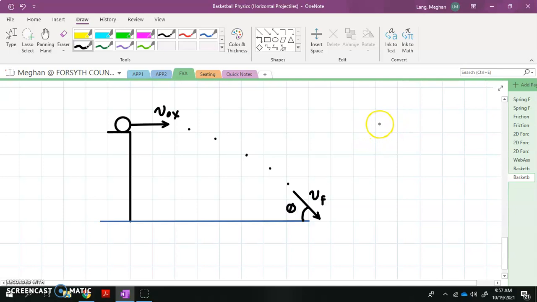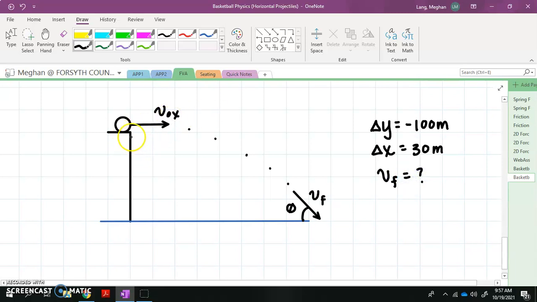So I'm going to tell you what the displacement in the y direction is, and I'm going to say that that's negative 100 meters. And I'm going to tell you what the displacement in the x direction is, and I'm going to say that that's 30 meters. And we're going to use that information to find that final velocity. So what is our final velocity?